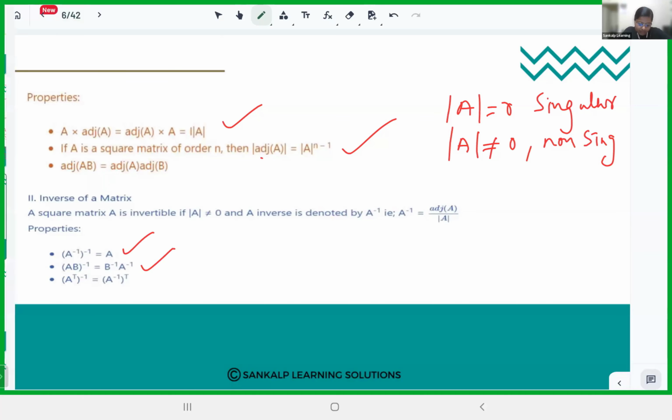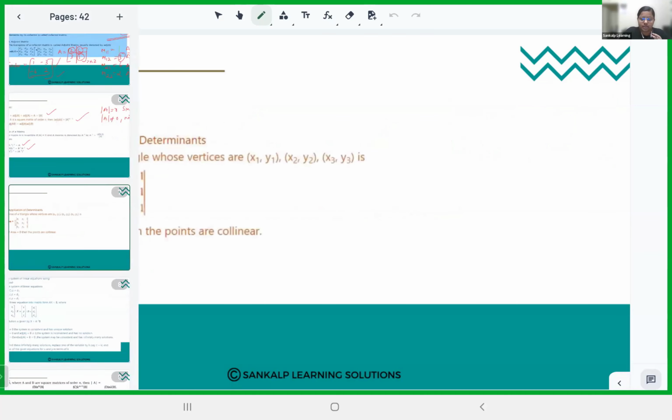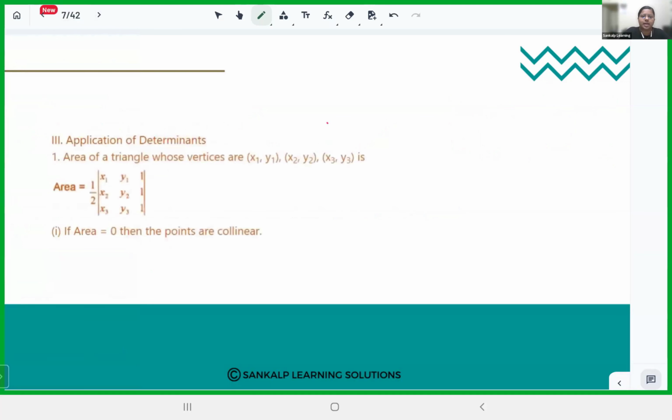All right. Now we are moving on to the application of these determinants. Determinants have important applications. The main applications that you can see here are to find out the area of a triangle, to find out the equation of lines, as well as to solve linear equations. So the first application is given here. If you are given the vertices of a triangle, you can find out the area of that particular triangle using determinants.